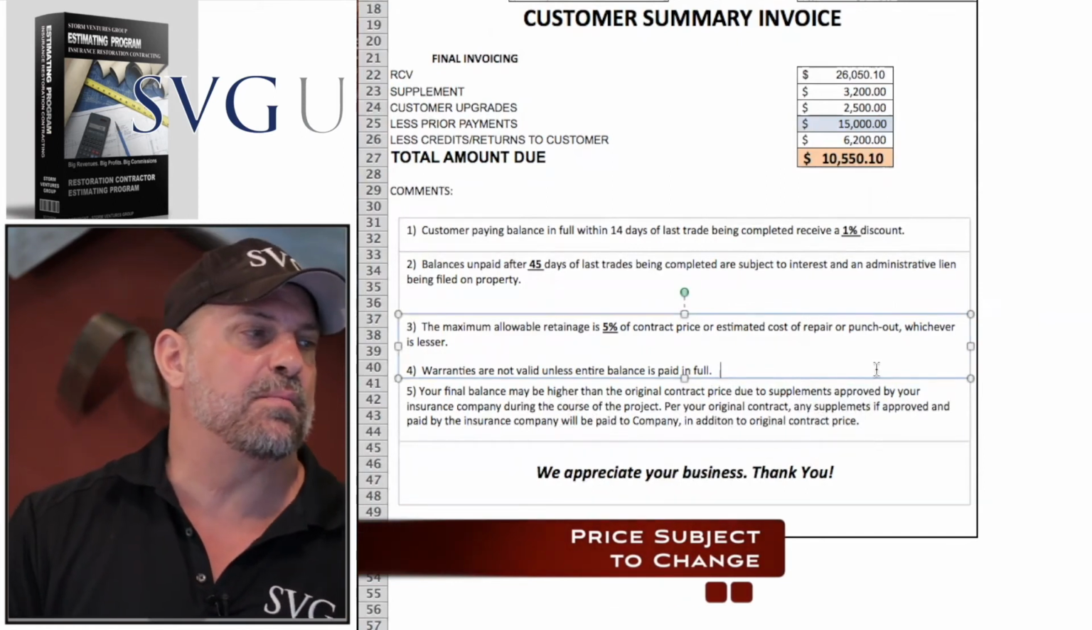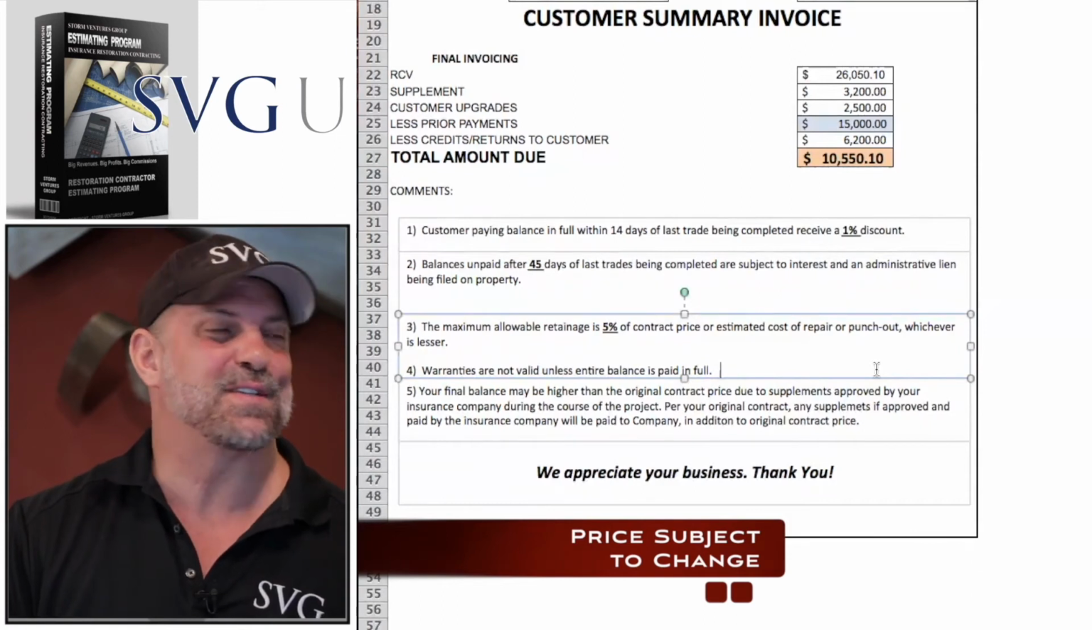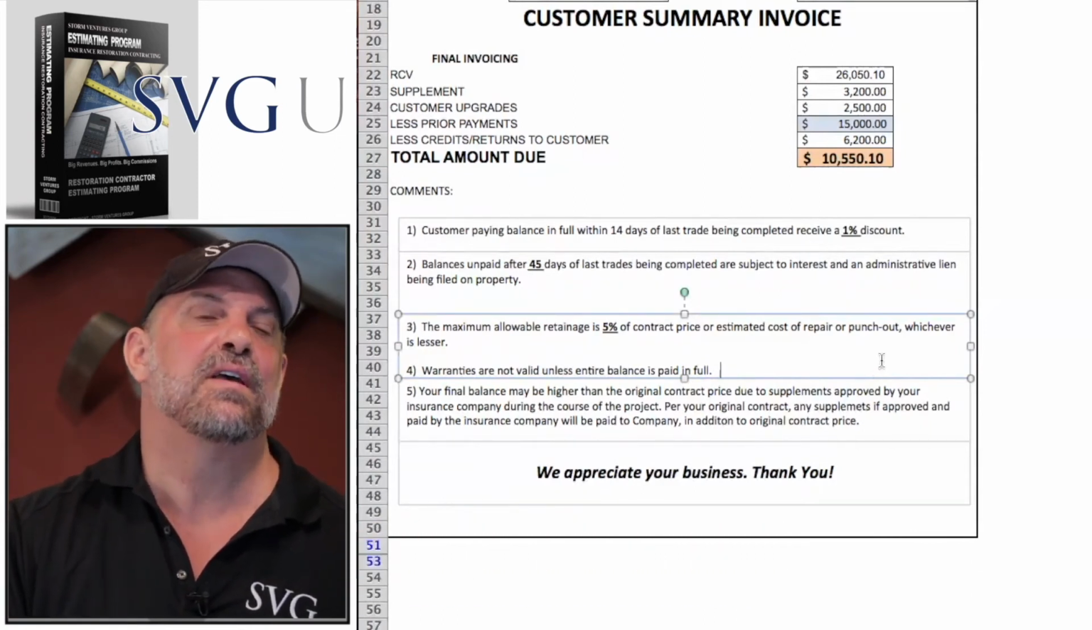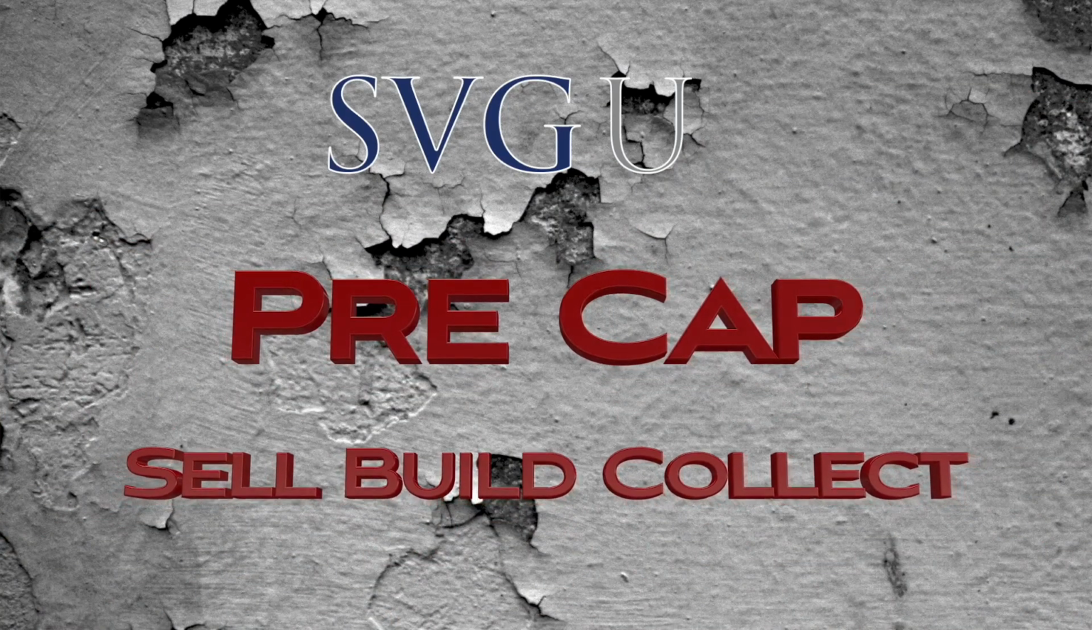And their prices could be a couple thousand, sometimes several thousand dollars higher on the final invoice. Guys, to sum it up, having an invoice that has positive and negative reinforcement for the customer to pay you faster is going to increase your cash flow and get your jobs paid faster. This is why we call the program Sell, Build, Collect.